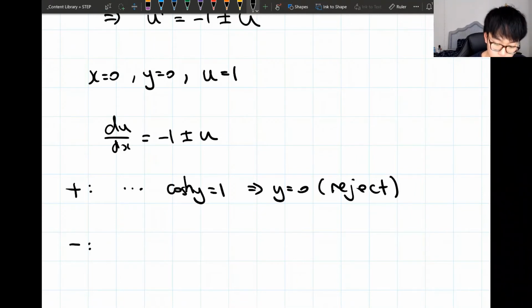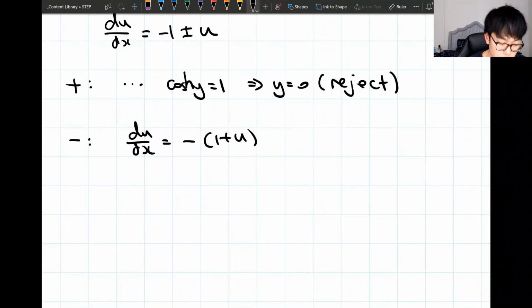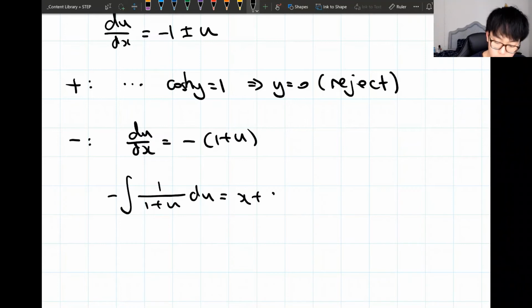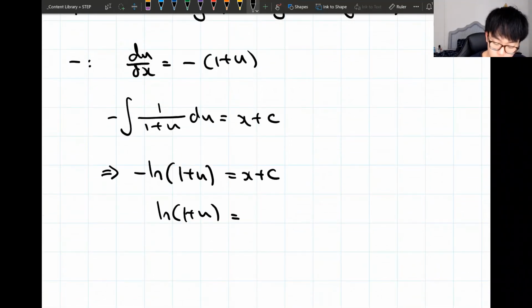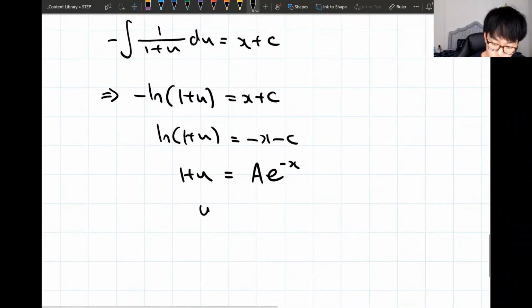And so if we do that, this is du by dx is equal to minus 1 plus u. Then you should get something like minus 1 over 1 plus u du is equal to dx, so minus natural log of 1 plus u is equal to x plus c. And so natural log of 1 plus u is equal to minus x minus c. 1 plus u is therefore some constant A e to the minus x. And so u is minus 1 plus A e to the minus x.